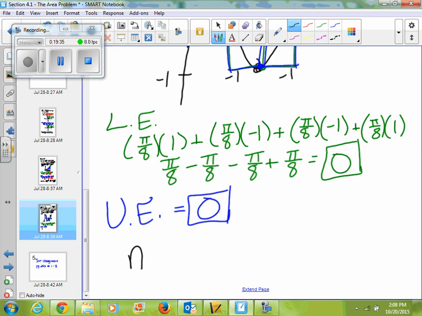So then if I want you to average them, your average is 0. 0 plus 0 is 0. 0 divided by 2 is 0.